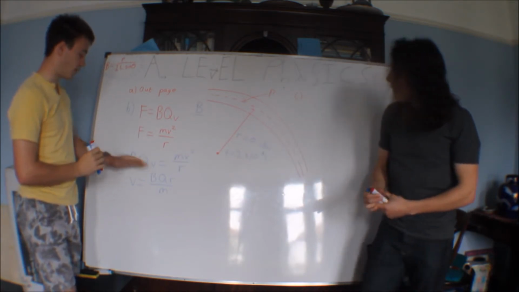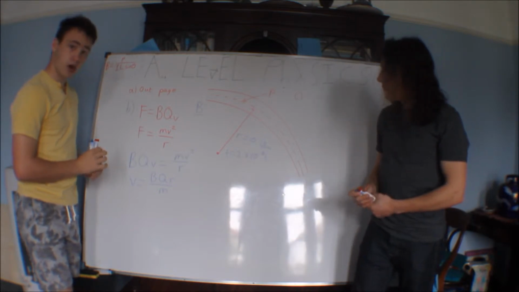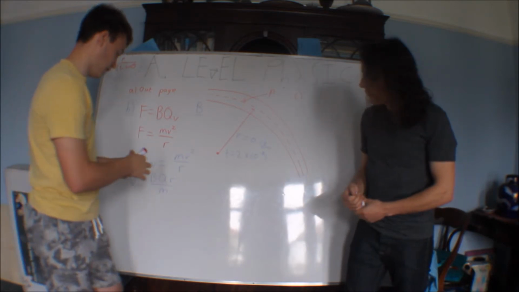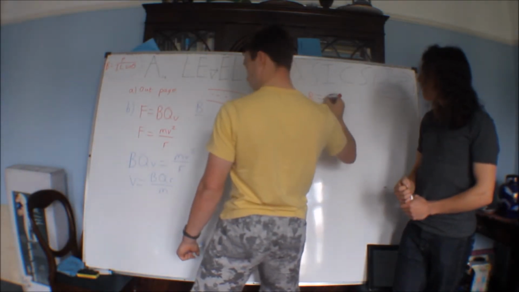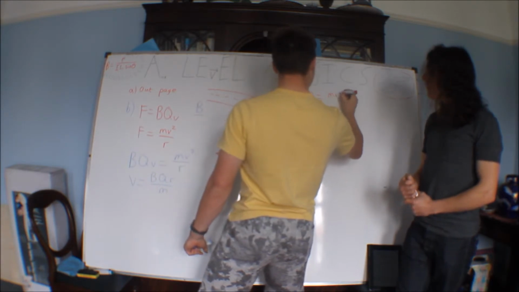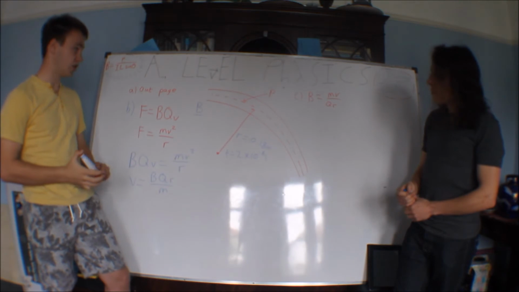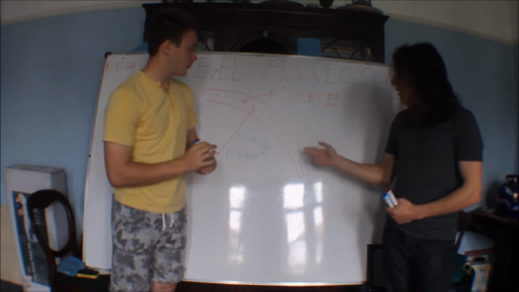Yeah, it probably is. I think what I would do is use this bottom one and rearrange it straight away. That would be my first step. That works too. I'd say B equals mv over qr. I would do that first. So that's a sensible rearrangement of this one. But we don't know our v yet. We don't, but we do know the distance and the time.